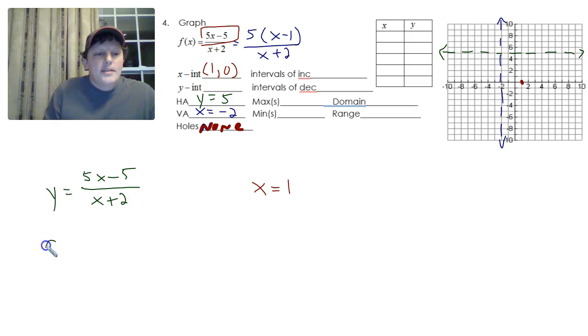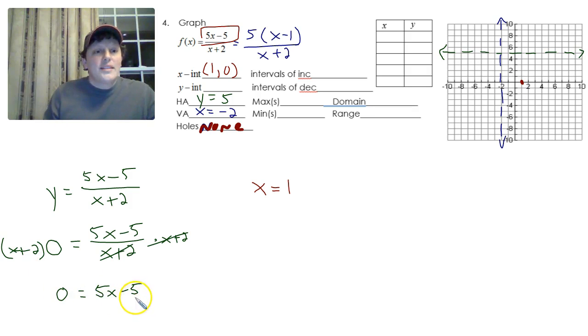if I let y be 0, how am I going to get rid of the denominator? Well, I'm going to multiply both sides of the equal sign by that denominator. And what's going to happen on the right side is it's going to cancel out. And on the left side, I've got 0 times x plus 2. And what's 0 times anything? Still 0.